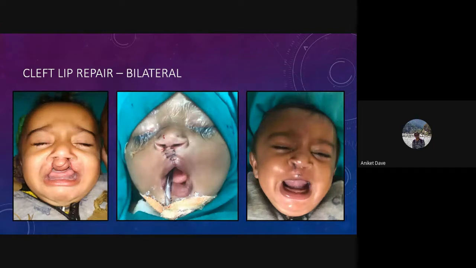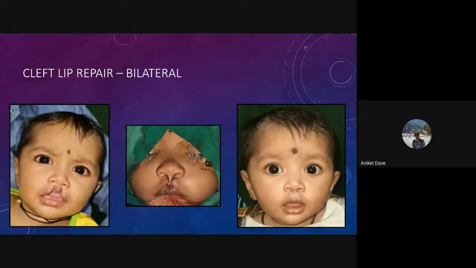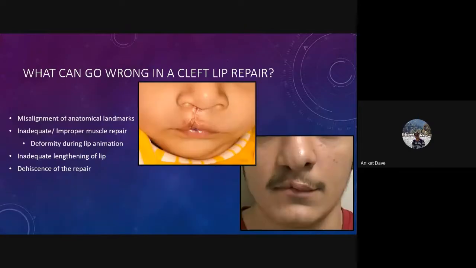Next, we'll come to the more severe deformity, which is a bilateral cleft lip. These also have certain techniques, like this one has been operated by a technique called the Veau repair for a bilateral cleft lip. And another child with incomplete bilateral cleft lip. As you can see, they're excellent final outcomes aesthetically, and even functionally, the muscle continuity has been restored. So the animation of the lip is nearly normal.